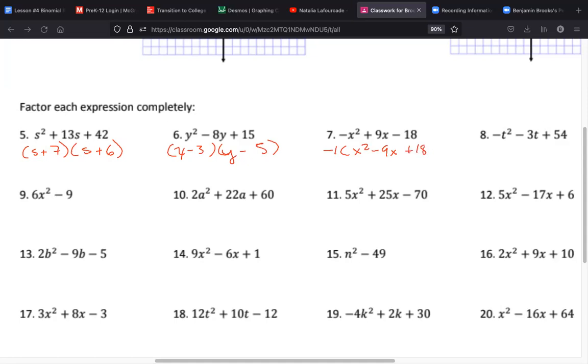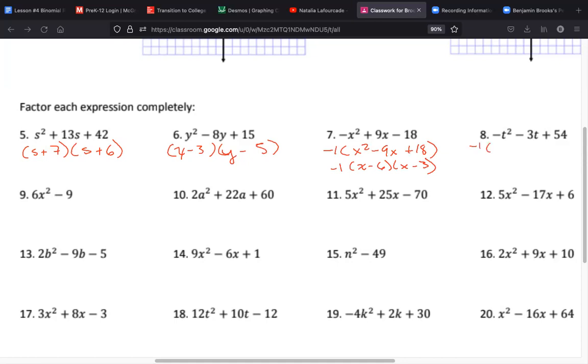Plus 18. 2 numbers multiply together to give you 9, but add to give you 18. That's going to be x minus 6 and x minus 3. So then you're going to have a negative 1 on the outside. But be careful. Make sure you keep that negative 1 on the outside. That is part of the problem.